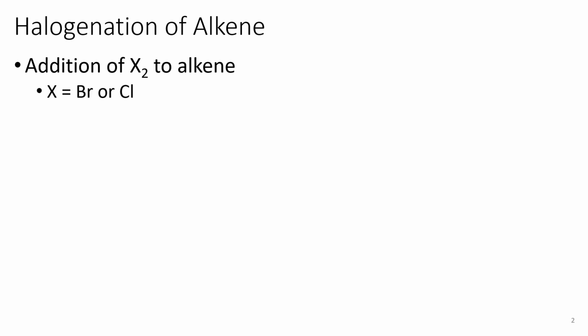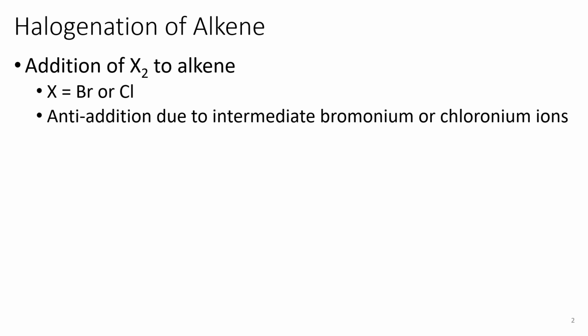The halogens that we're going to be looking at are specifically going to be limited to bromine and chlorine. We will not see this type of reaction with fluorine or with iodine. One of the other specifics associated with this reaction is that we're going to see an anti-addition of the two halogens to each other due to the intermediate bromonium or chloronium ions that we end up producing. So remember that anti-addition, if we're talking about it in Newman projections, they're 180 degrees from each other.